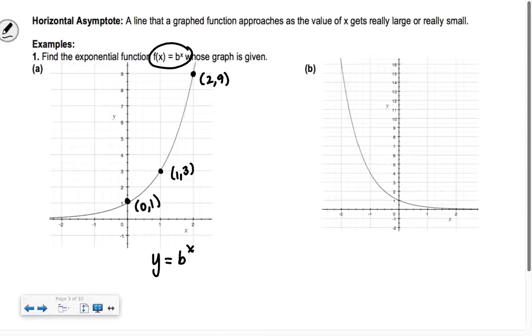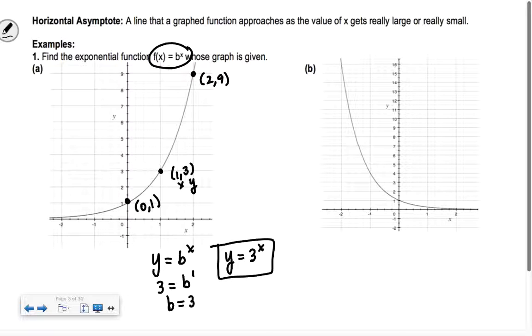So let's use that (1, 3). Let's plug in the 1 for the x and the 3 for the y. When we do, we get 3 equals b to the 1. So do you guys see? b is equal to 3, exactly. So our function that we have graphed is y equals 3 to the x. You can write it with a y or you can write f of x, it doesn't matter.